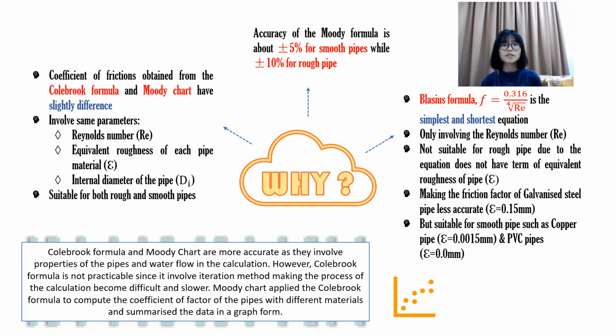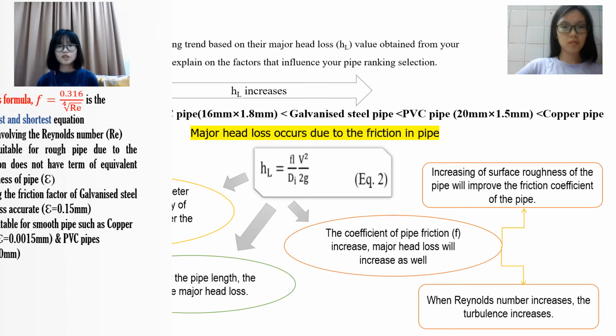So, the Moody chart is the most common method as it applies the Colebrook formula to compute the coefficient or factor of the different pipe materials. Besides, it also summarizes the data in graph form, which makes the calculation easier.